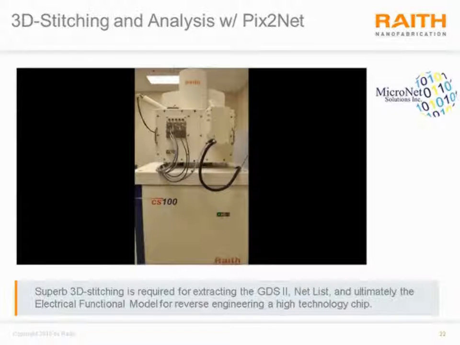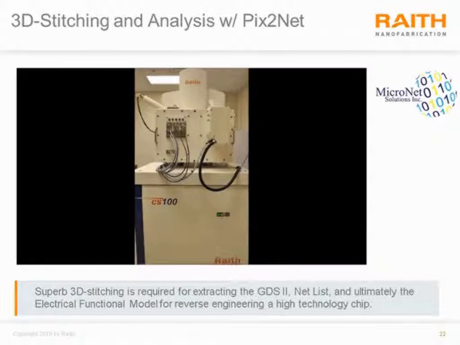We had a look at the 2D stitching in the last slide. Now I want to have a look at the 3D stitching. Our partners at Micronet Solutions have created this video using their chip scanner instruments as well as their PIX2Net reverse engineering software to create this video to show the inherent 3D stitching accuracy that is possible with the chip scanner.